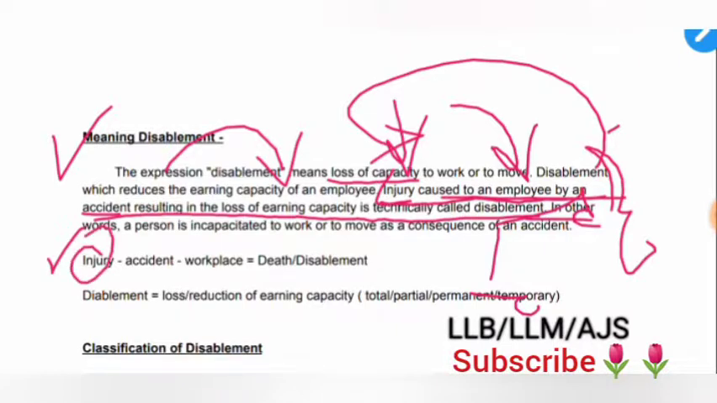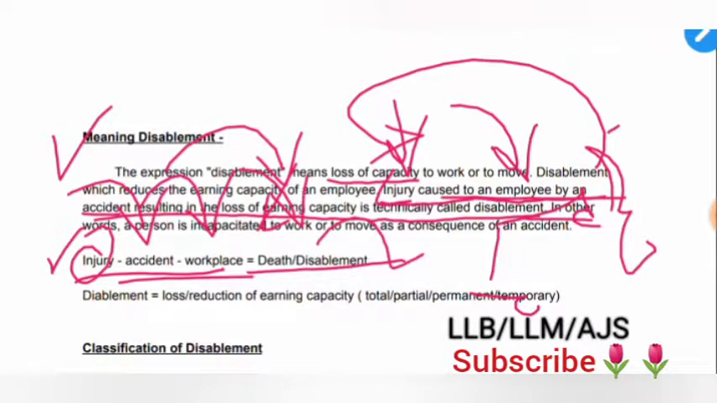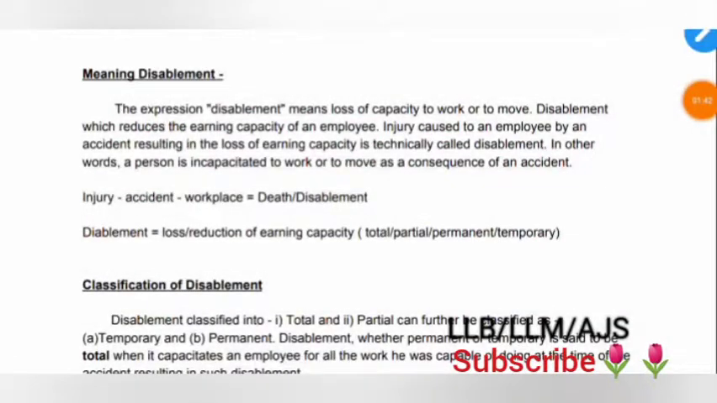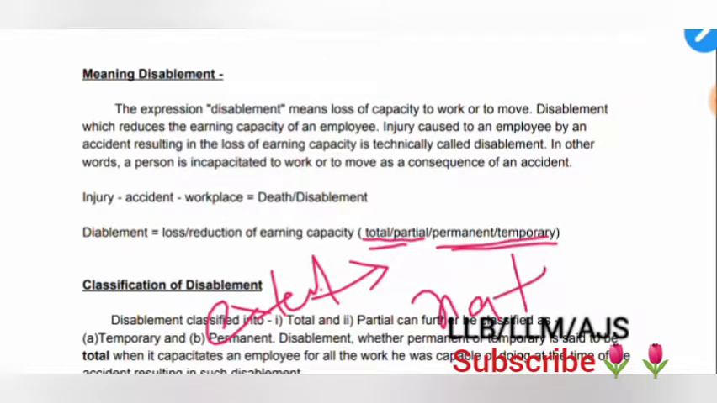Now there must be injury. Injury must arise out of accident. The accident must occur in the workplace, and then all these things must result in either death or disablement. In case of disablement, it may be of various kinds like permanent disablement, temporary disablement, partial disablement, or total disablement. That is, disablement is loss or reduction of earning capacity. It may be total and partial. It may be permanent and temporary. Now, total and partial, this is the extent of the disablement. And permanent and temporary, this is the nature of the disablement.